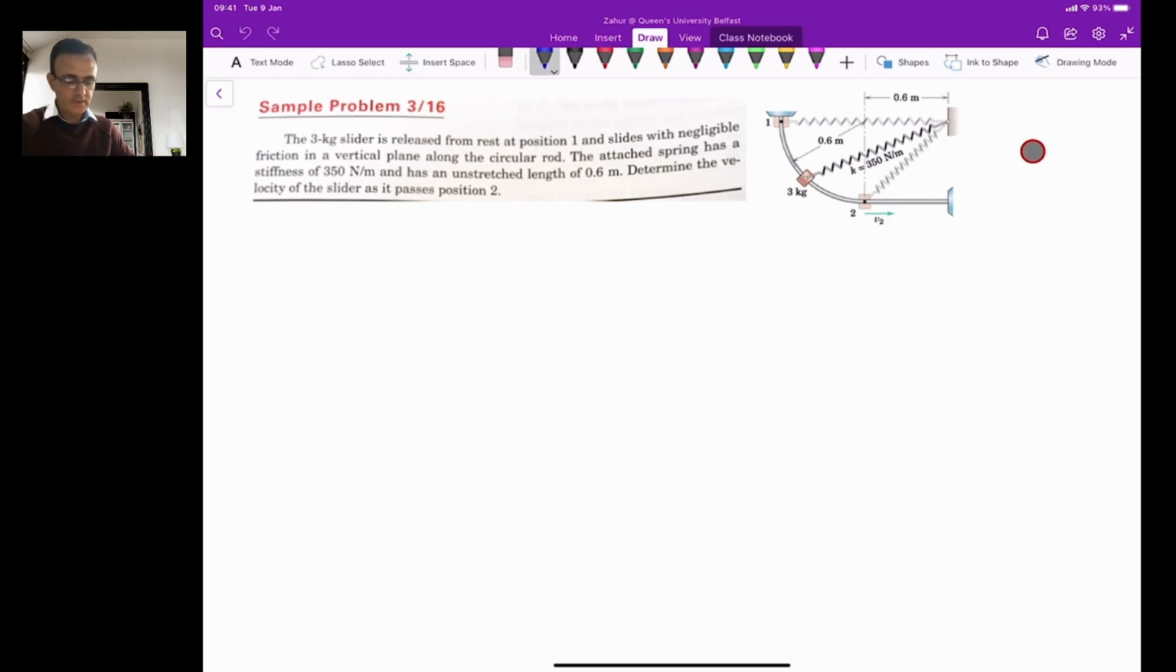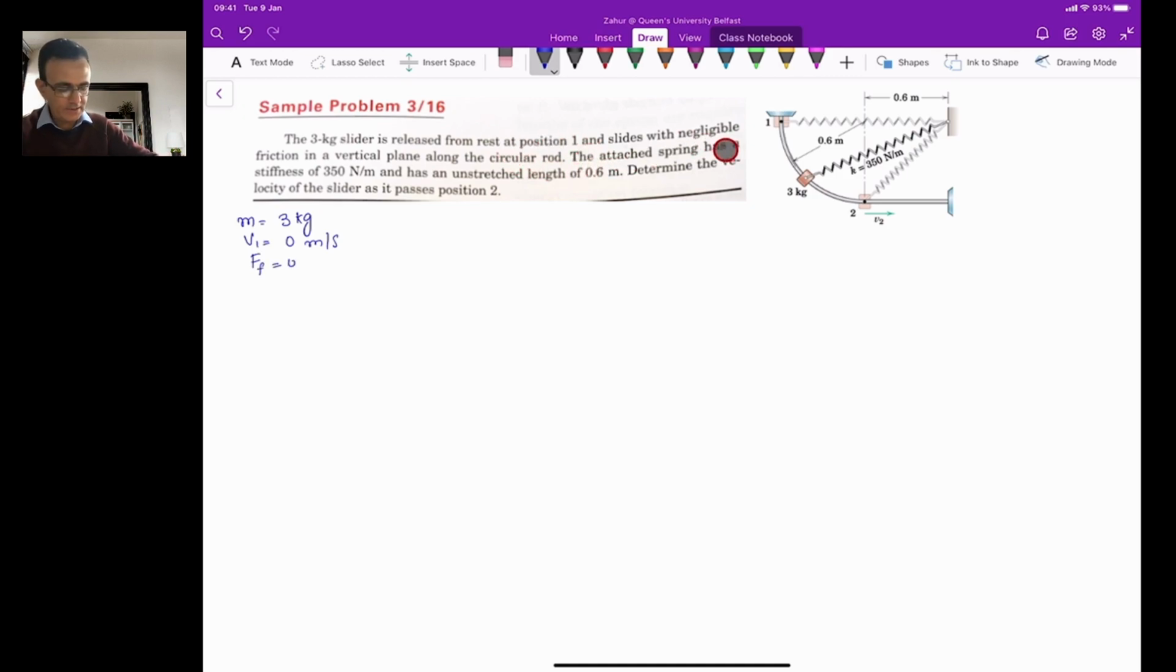Okay, so in this case, the given data is that the mass of the slider, which is 3 kilogram, is released from rest at position 1. So this means that v1 is 0, released from rest. And it slides with negligible friction in the vertical plane along the circular rod. So this means that there will be no friction force. So we can ignore the friction force here.